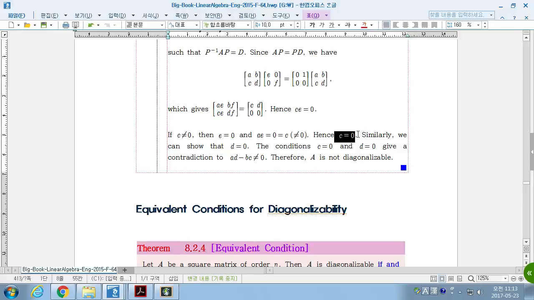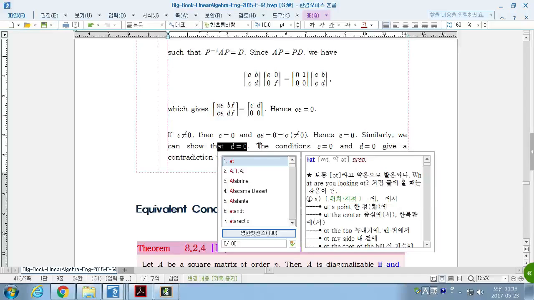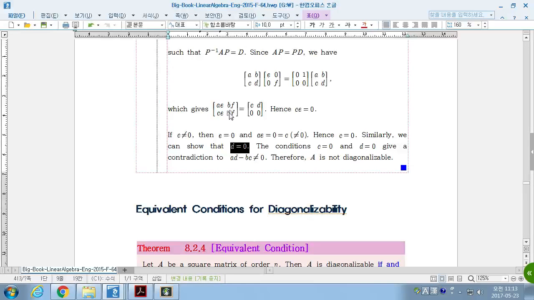Now we show D is also 0. Assume D is not 0, then in the same way we can show D should be 0. Suppose D is not 0, then it yields a contradiction. So C is 0 and D is 0. We can easily show that in a similar way. Then we showed C and D are both 0, which means AD minus BC, where D is 0 and C is 0, should be 0 all the time.